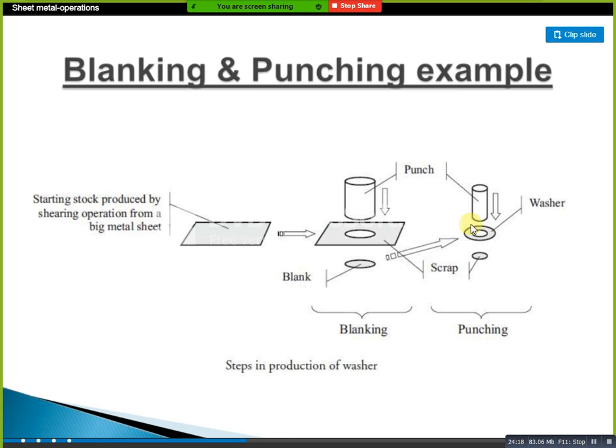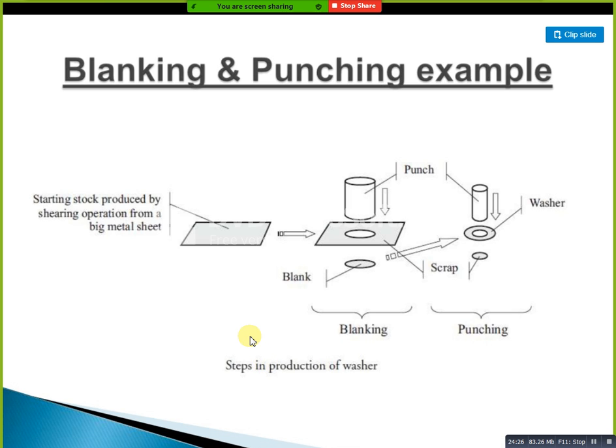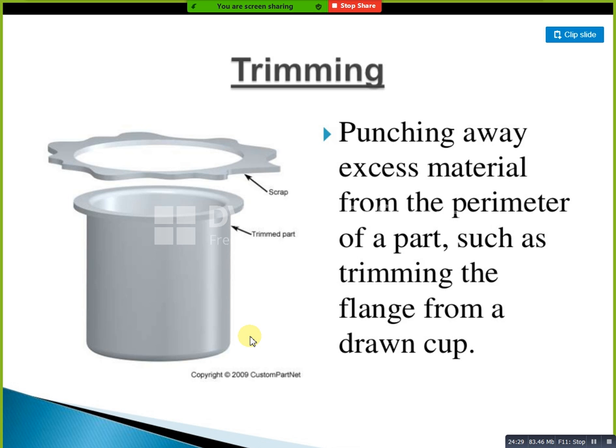Next is trimming. Trimming means punching away excess material from the perimeter of the part. If you have excess material, you can remove that material, and that condition we consider trimming. Trim means unwanted or not required portions that we need to remove.